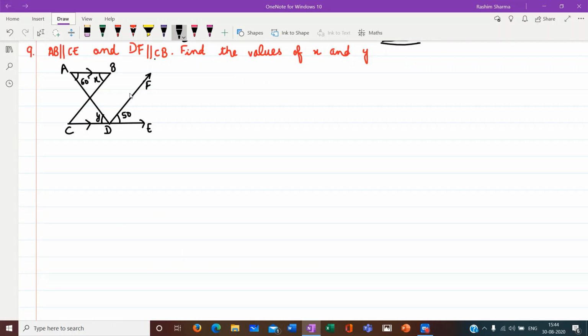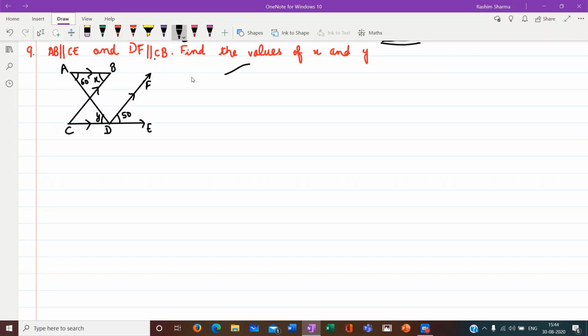Now question number 9: AB is parallel to CE. We can see these lines AB and CE. These two are parallel. Then we are given DF. This line DF is parallel to CB. This line. It means these two are also parallel. So we can show them as parallel lines. Okay. Then we have to find the values of X and Y.